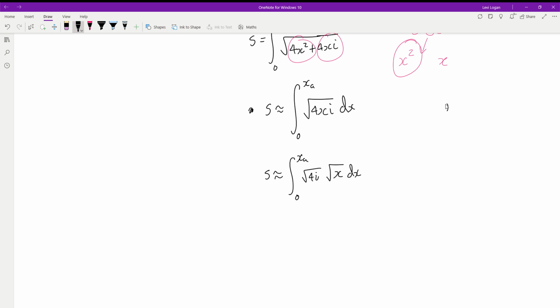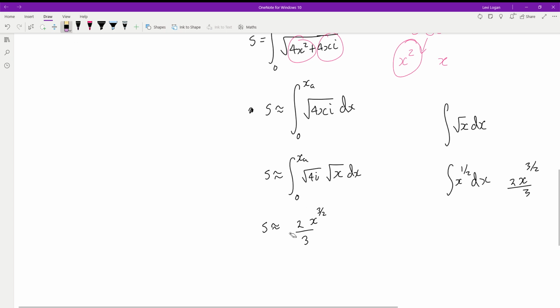Now we can integrate the square root of x pretty easily, because we know that's the same as x to the power of a half. So all we've got to do is add 1 to the power, so we have x to the 3/2 divided by that, so it's 2/3. And then the arc length is approximately 2/3 x^(3/2). And then we've also got this square root of 4i. I'll just move that real quick. So the arc length is approximately this square root of 4i, and then our bounds here.